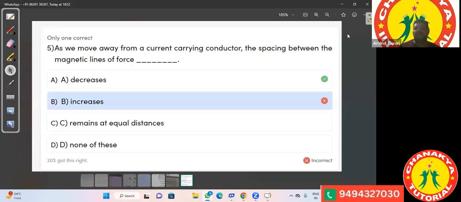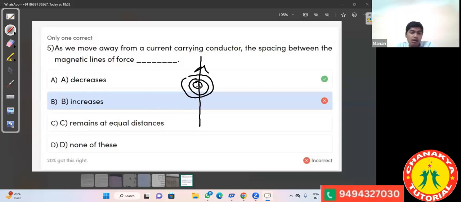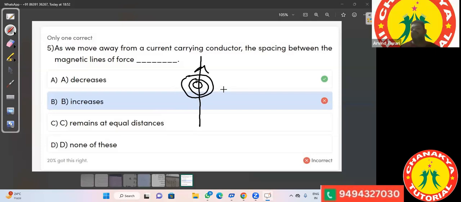So this is the question. As we move away from a current carrying conductor, the spacing between the magnetic lines of force, will it increase, will it decrease, or will it remain at equal distances? So this was your option, and this was your question. Let's say suppose this is your wire, it's carrying current. If you observe, the magnetic field is in the form of concentric circles, right? Yes, sir. Okay. And as we move away from the wire, the magnetic field decreases. The magnetic field is stronger near the wire and weaker away from the wire.